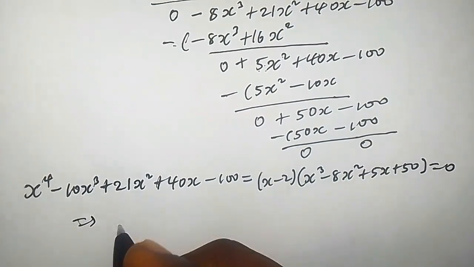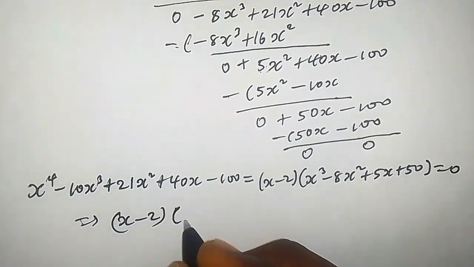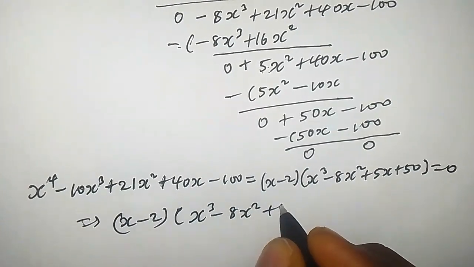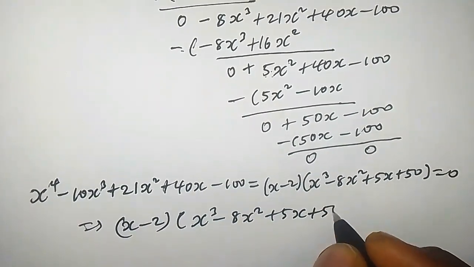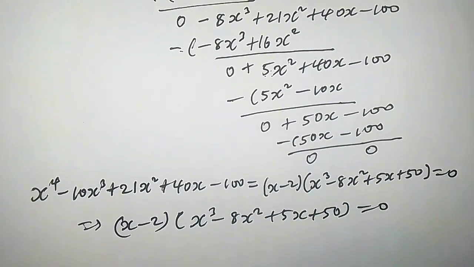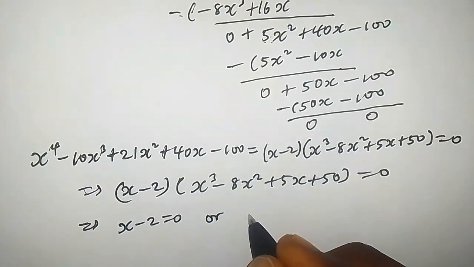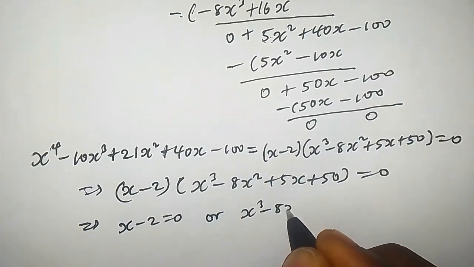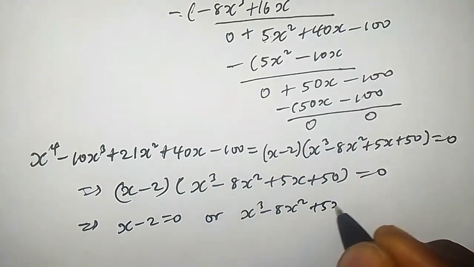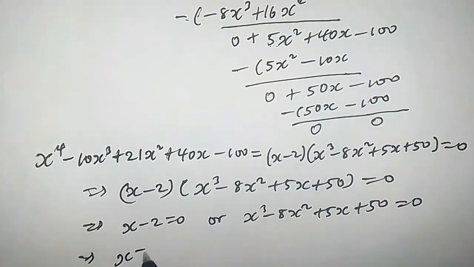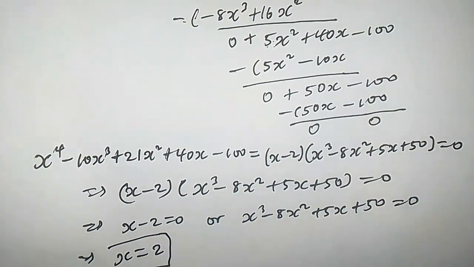So this implies that x minus 2 times x cubed minus 8x squared plus 5x plus 50 is equal to 0, which in turn gives that x minus 2 is equal to 0, or x cubed minus 8x squared plus 5x plus 50 is equal to 0. That is, x is equal to 2. So this is one solution.